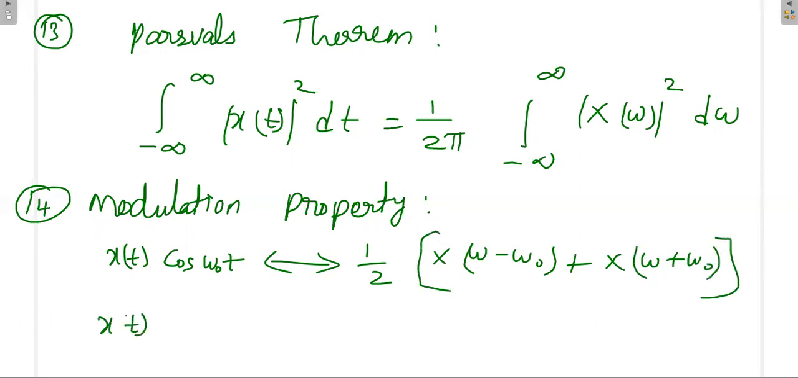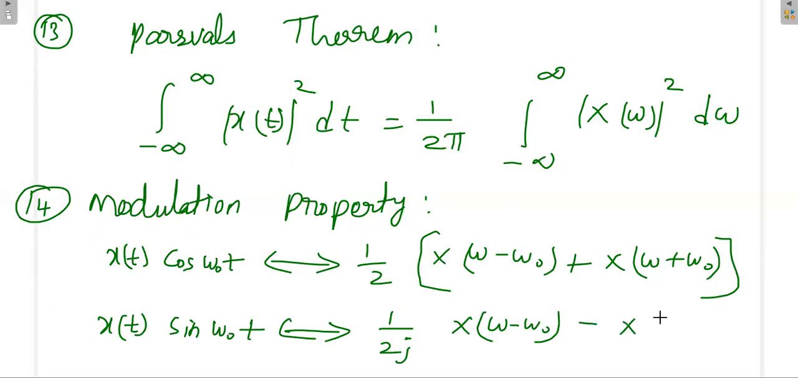x of t sin omega naught t Fourier transform pair 1 by 2j times X of omega minus omega naught minus X of omega plus omega naught. Okay, thank you.